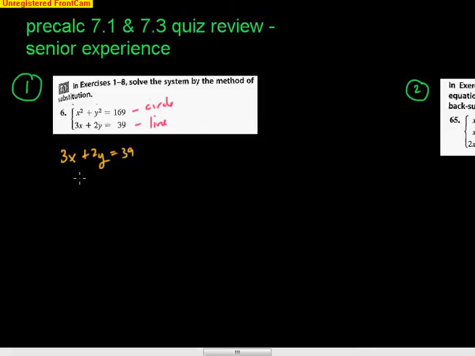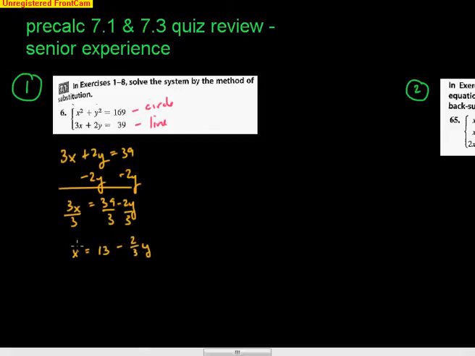Now, this is kind of tricky because they both have a number in front of them. So why don't we solve this for x? Because when I have to get rid of that 3, that's going to go evenly into 39. It's going to create less fractions. There's still going to be a fraction, but it's less fractions. So I'm going to subtract 2y. So 3x equals 39 minus 2y. And then I'll divide by 3. That means everything gets divided by 3, and x equals 13 minus 2/3 y.